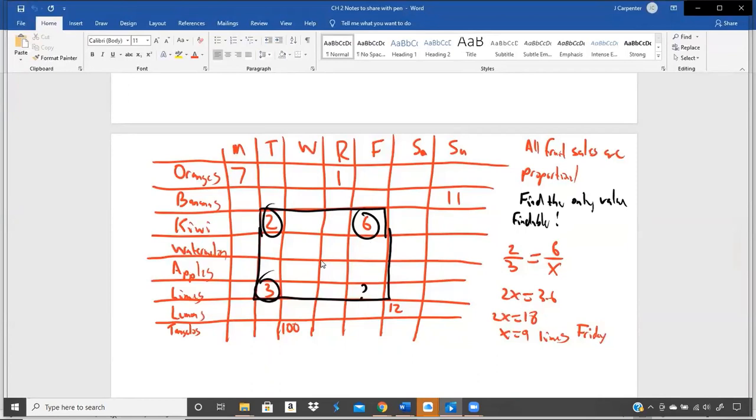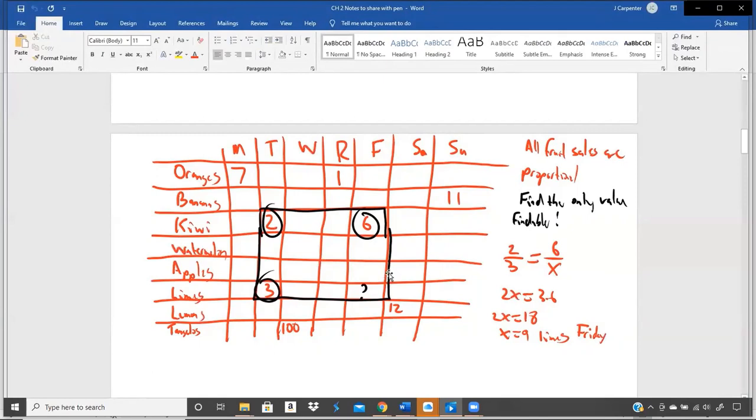It could have been 2 over 3 equals 6 over x. It could have been 2 over 6 equals 3 over x. It could have been 6 over 2 equals x over 3. It could have been 6 over x equals 2 over 3. It could have been x over 3 equals 6 over 2. It could have been x over 6 equals 3 over 2. I don't even know how many ways I just said in that lightning bolt amount of time.